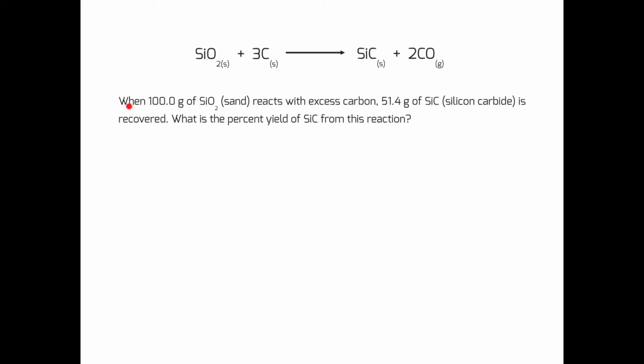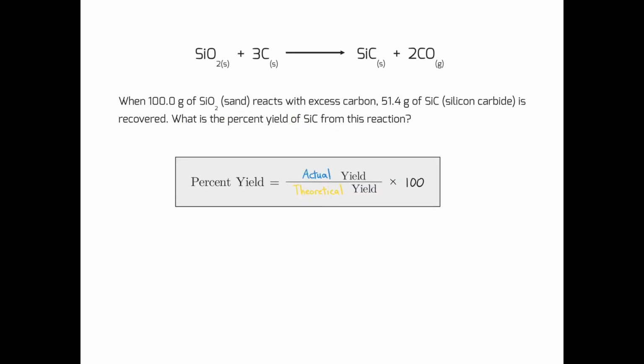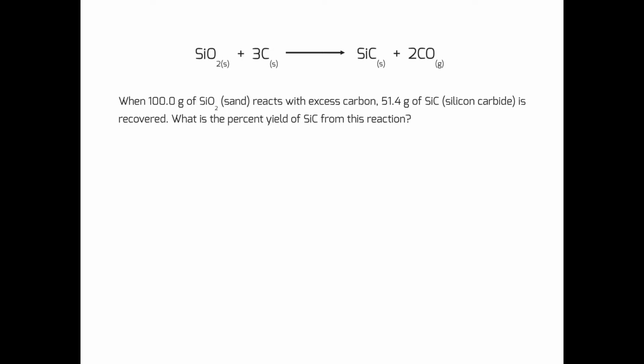Now let's do a sample problem that has us calculating percent yield. This problem says when 100 grams of silicon dioxide, which is sand, reacts with excess carbon, 51.4 grams of silicon carbide is recovered. What is the percent yield of silicon carbide from this reaction? Since we're trying to calculate percent yield, that means we're going to need to find the actual yield and the theoretical yield. So the problem tells us that 51.4 grams of silicon carbide is recovered. And this is recovered. This tells us that this 51.4 grams of silicon carbide is the actual yield.